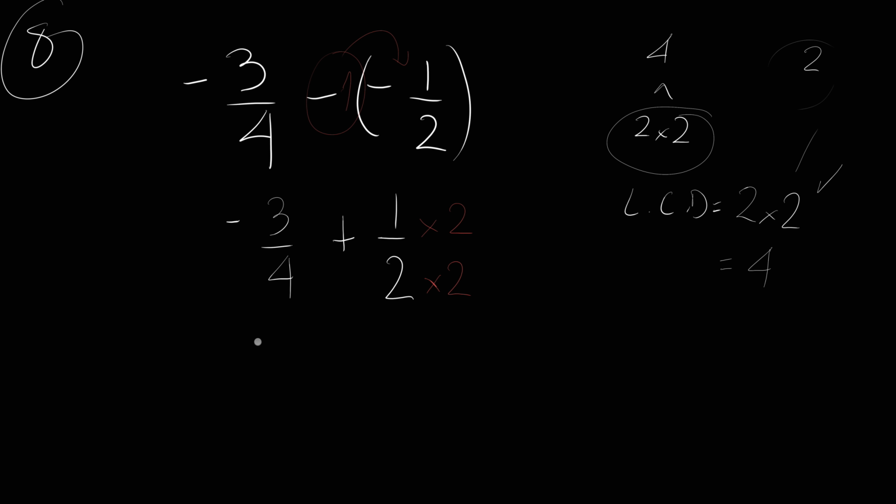Once you do that, you have a negative 3/4 plus 2 over 4. Combining these two together, you're going to have, let's put it here, equal to negative 3 plus 2 is going to be negative 1, and keep the same denominator, is going to be negative 1/4.